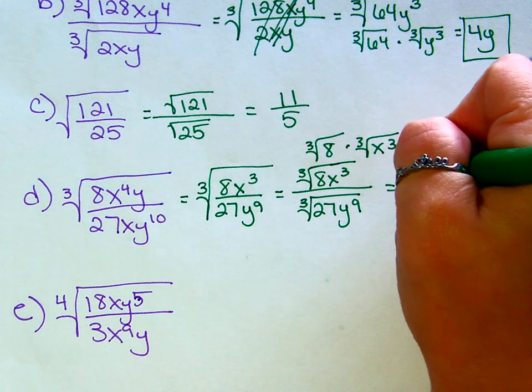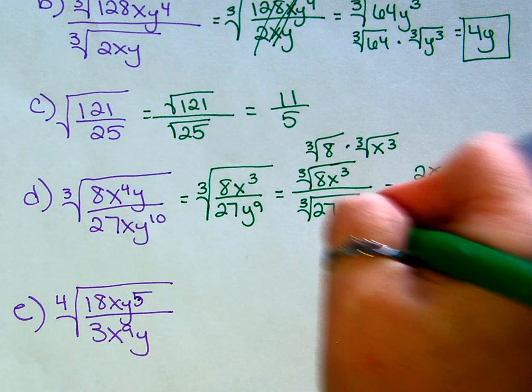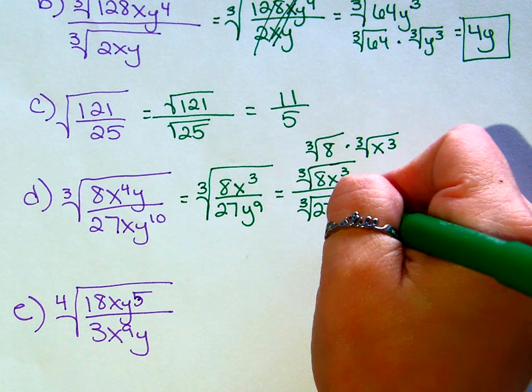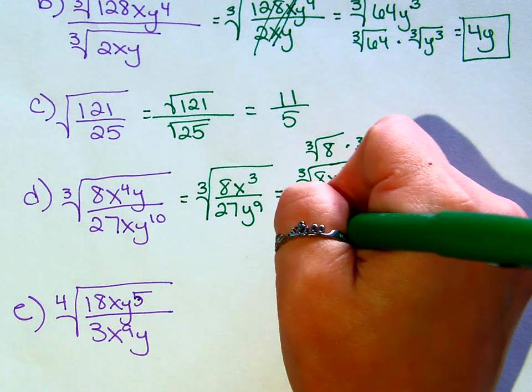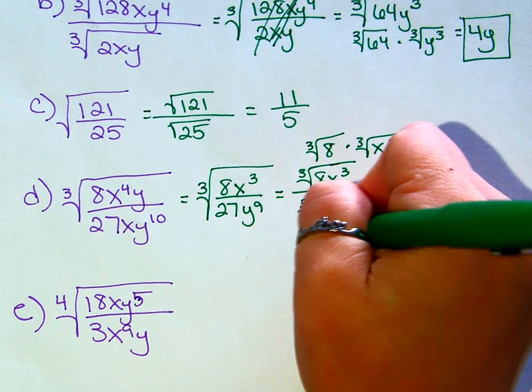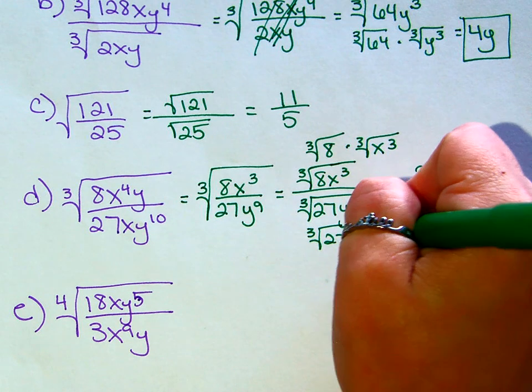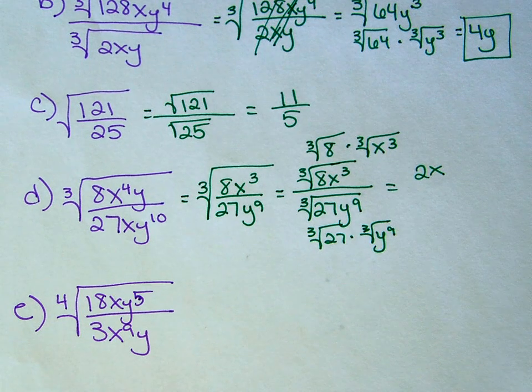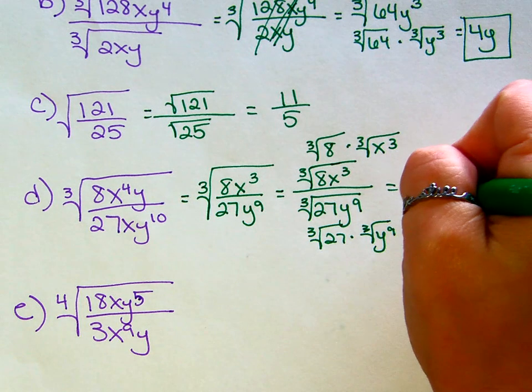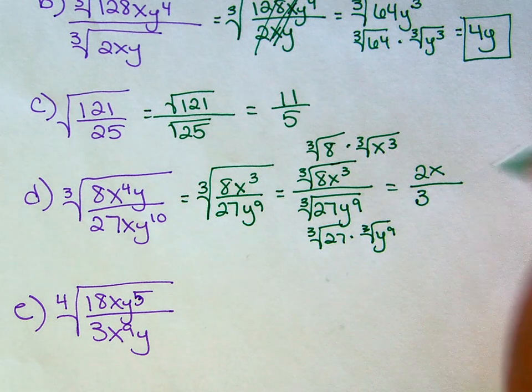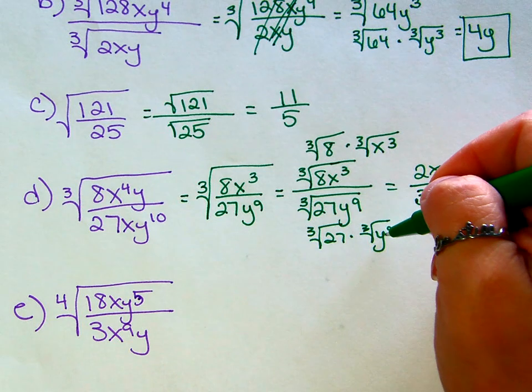On the bottom, the third root of 27, y to the ninth is the same thing as the third root of 27 times the third root of y to the ninth. 27, the third root of that is 3. Remember, third root of y to the ninth is the same thing as saying 9 divided by 3, so it'd be y to the third.